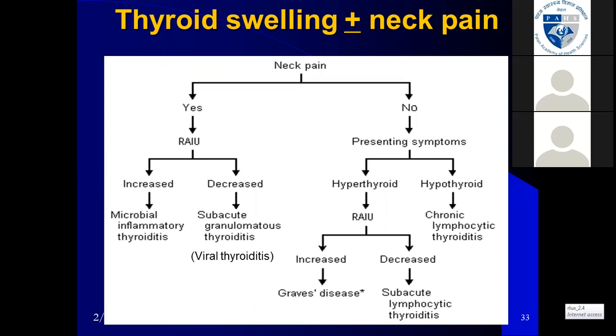So, if the patient presents with thyroid swelling, then we have to know whether the patient is having neck pain or not, because most of the cases who have Graves' disease don't have neck pain, but there is thyroid swelling. Whereas if the patient is having thyroiditis, especially viral thyroiditis and bacterial thyroiditis, at that time there could be thyroid swelling along with neck pain.